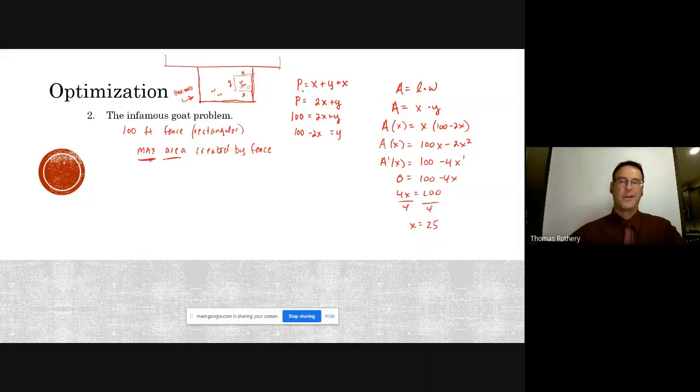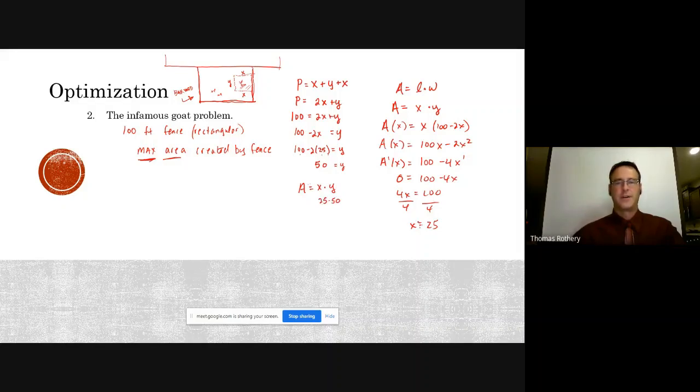And what I need is the y now. Okay, well, how do I find y? Well, y is already listed. So if I do 100 minus 2 times that x, which is 25, okay, that's 100 minus 50, which is 50. All right, so the dimensions for my maximum area, we said, was length times width, or x times y. And so it is 25 times 50.